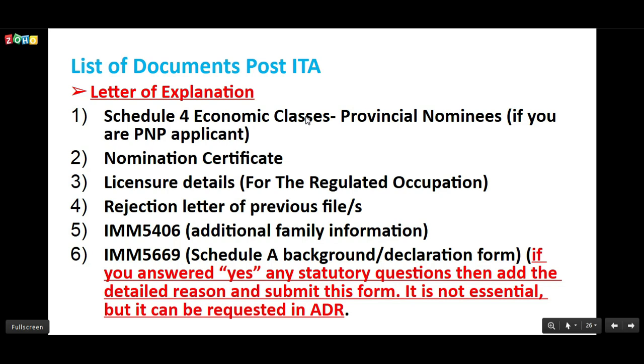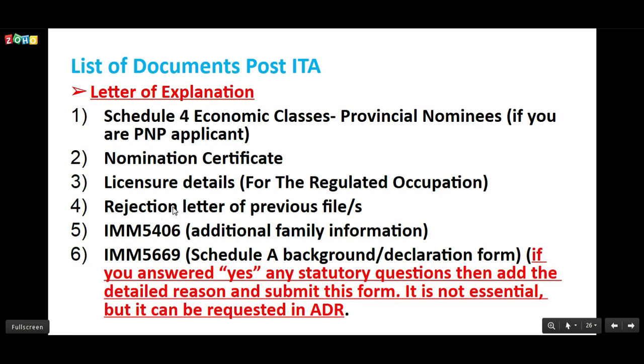Okay, now the next thing is the letter of explanation. This is one of the most important parts of your documents. So the first thing is, if you are a PNP applicant, then you must upload this Schedule 4 Economic Classes Provincial Nominee form. So just download this form, sign it, and upload it in the LOE, letter of explanation, and explain about this. You can also upload the nomination certificate in the letter of explanation. Fine, however, it is not mandatory, but to be on the safe side, you can upload it.